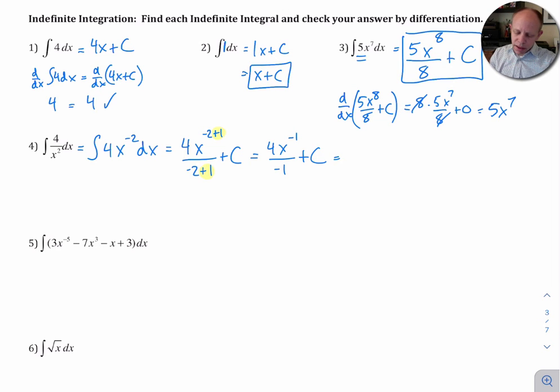Now we are going to simplify this. The 4 divided by negative 1 is really negative 4, and the x to the negative 1 is really x to the first in the denominator. So this will be negative 4 over x plus c.